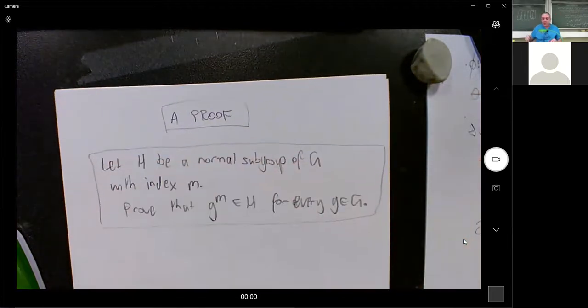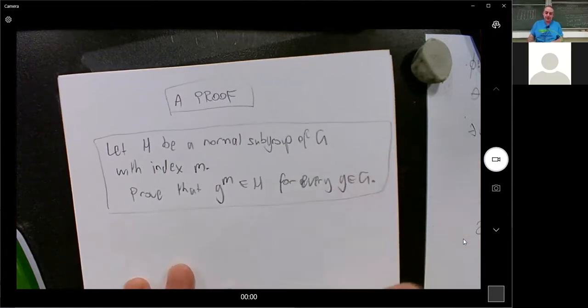Let H be a normal subgroup of G with index M. Prove that g to the power of M is in H for every g in G. So I'm presuming these groups are written multiplicatively as opposed to additively. That's the tradition. Yes, that's the tradition, right? Okay. Correct. Excellent. First move, what does it mean?